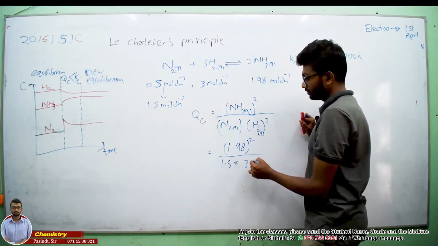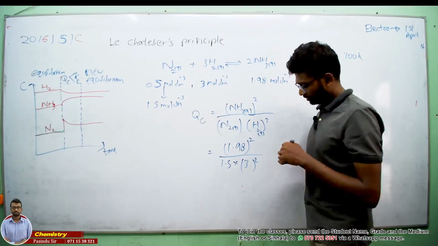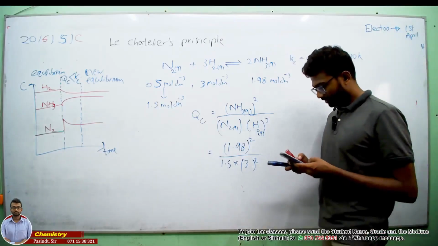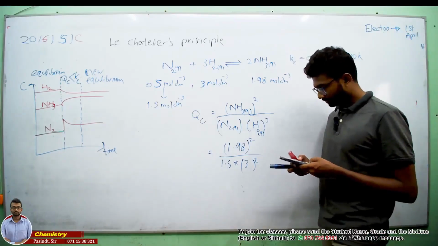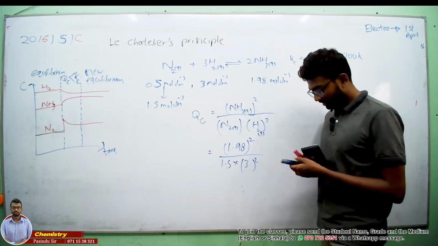H2, 3 squared. Three squared means 9. 3 cubed, right? Yeah, sorry, 3 cubed.